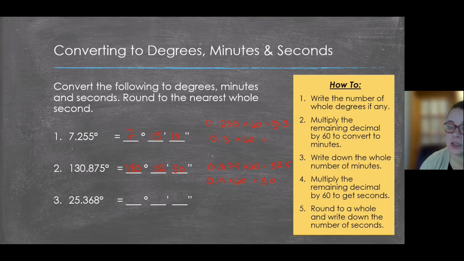Okay, so fairly simple. Now, how do you do this on your calculator? This one you can do on your calculator. What I would like you to do is type the number in, 25.368 degrees, and then I want you to look for a button that looks like this.